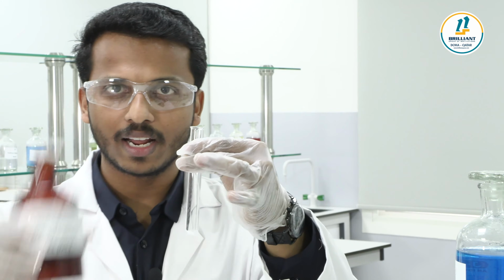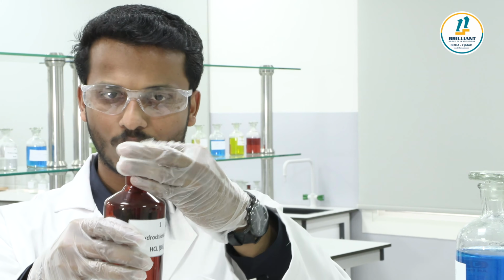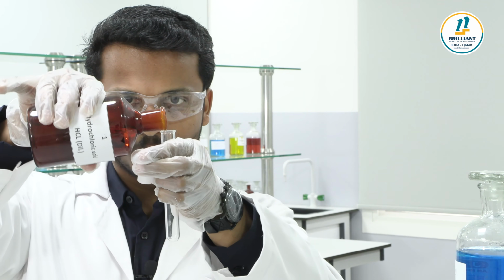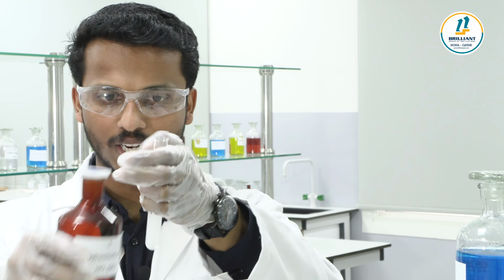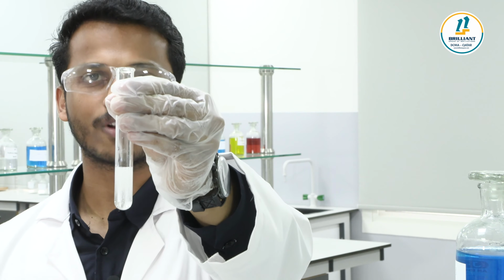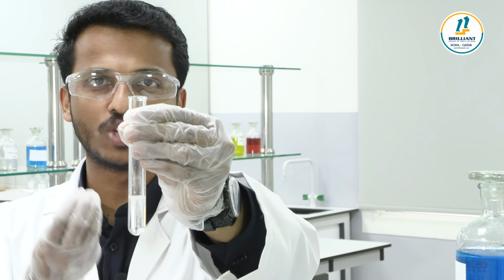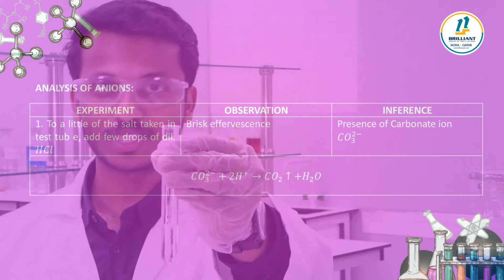I'm going to add dilute hydrochloric acid to this test tube. Carefully observe the bottom part of the test tube. You can see bubbles are generated. There is brisk effervescence, some bubbles are generating. If this brisk effervescence is generated, you can say that the given salt may contain carbonate.